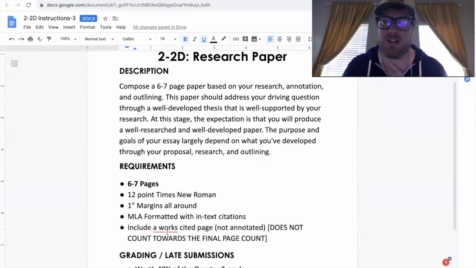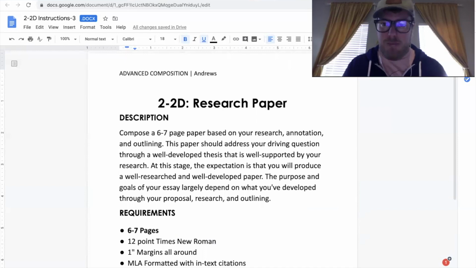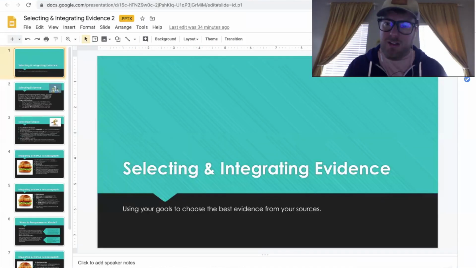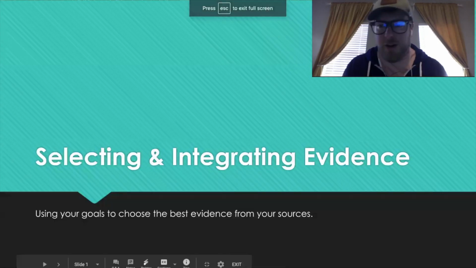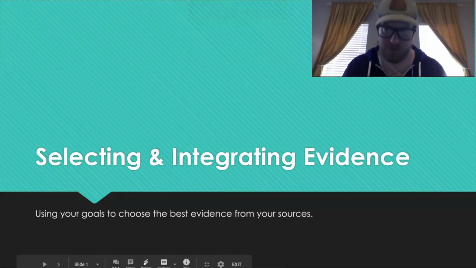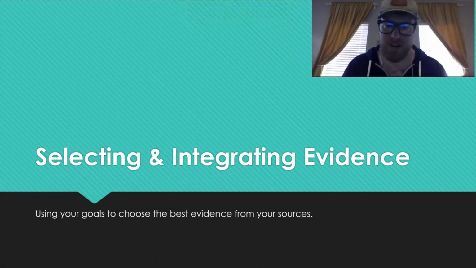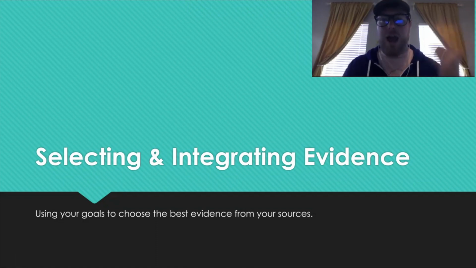Now, that's an introduction to the research paper, but some of you probably are still at the stage where either you are finishing or you have finished your outline and you're wondering, okay, where do I go from here? Like, how do I even begin to change this into a paper? Maybe not all of you have taken an outline and turned it into a paper. So here are some goals and some tips for how to take that evidence that you may have listed out in your outline and how to integrate it into your paper.